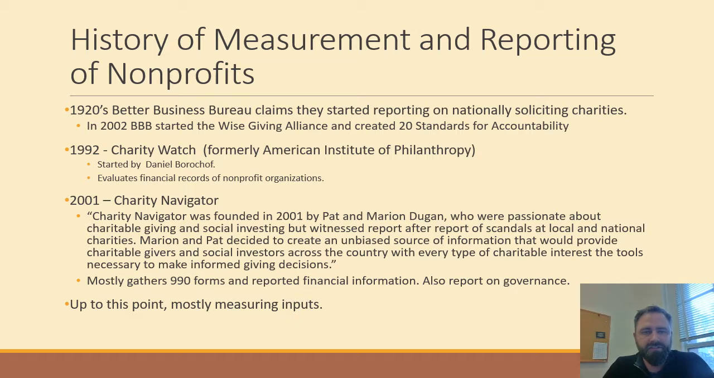Okay, back to the history of measurement and reporting, but now talking about nonprofits. So in the 1920s, the Better Business Bureau claims that they started reporting on nationally soliciting charities. I think what they were doing was the type of reporting they do for businesses, whether they're ethical. In 2002, they started the Wise Giving Alliance, and they created their 20 standards of accountability, where they really focus on whether the nonprofits were being financially responsible. That's most of what their standards look for, though they do have some about governance.